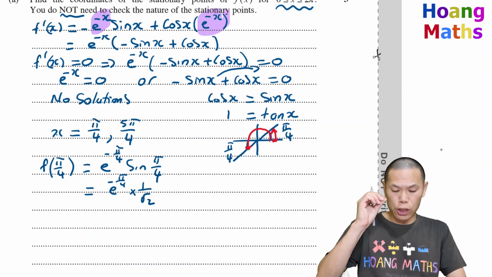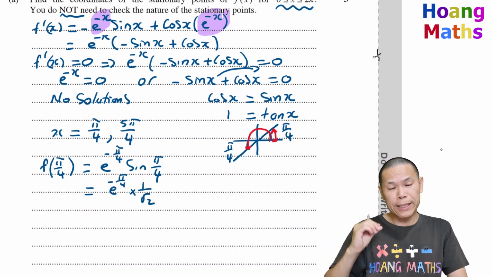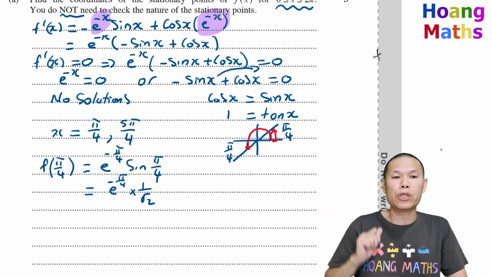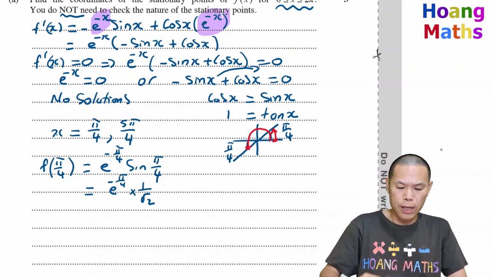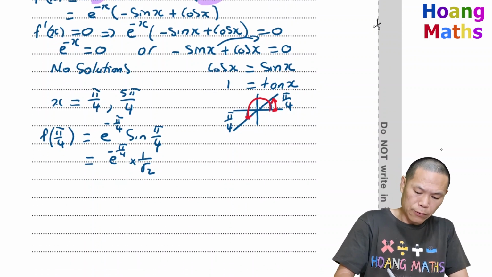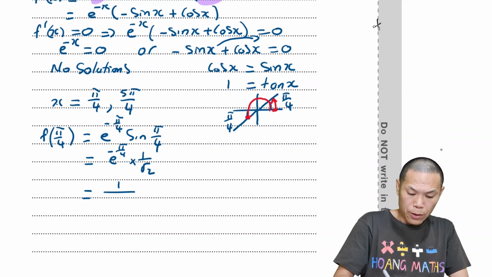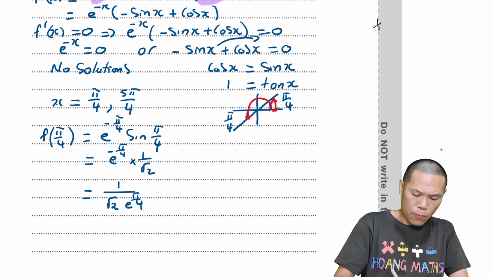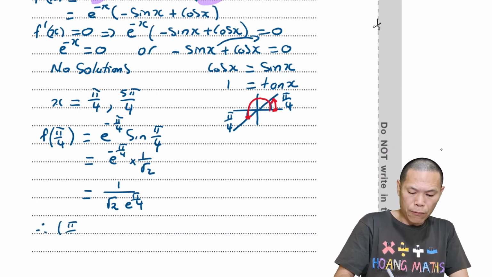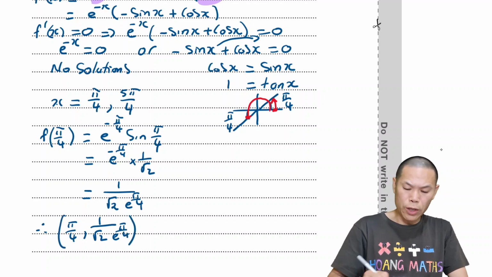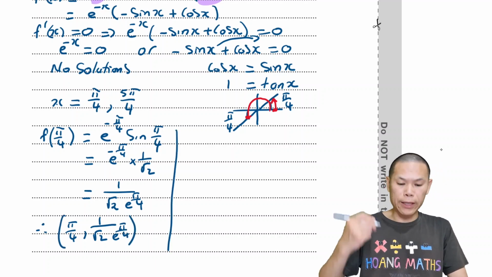So what I do, I can just bring the negative index down, and it becomes positive. It's easier. Of course, you can just put it in a calculator and get a decimal, but it doesn't really matter. So that becomes 1 over square root of 2 e to the pi over 4. So therefore pi over 4 and 1 over root 2 e to the pi over 4 is one coordinate of the stationary point. And we find the second one.